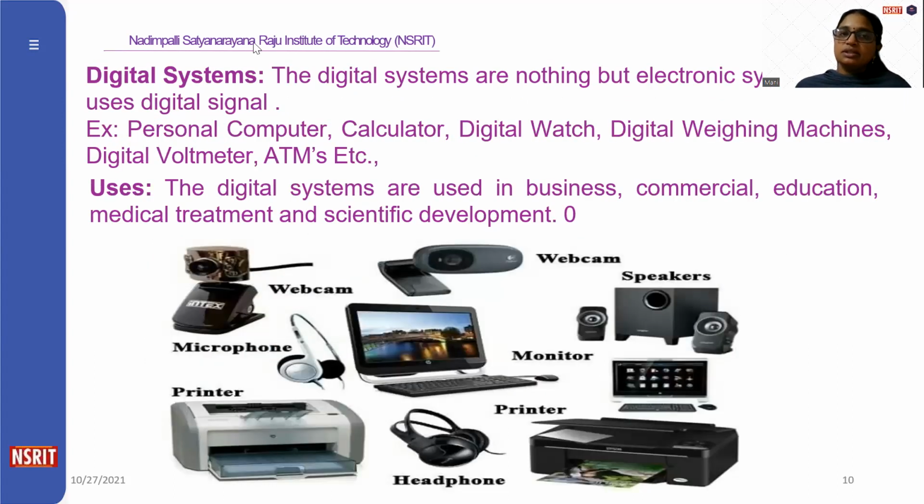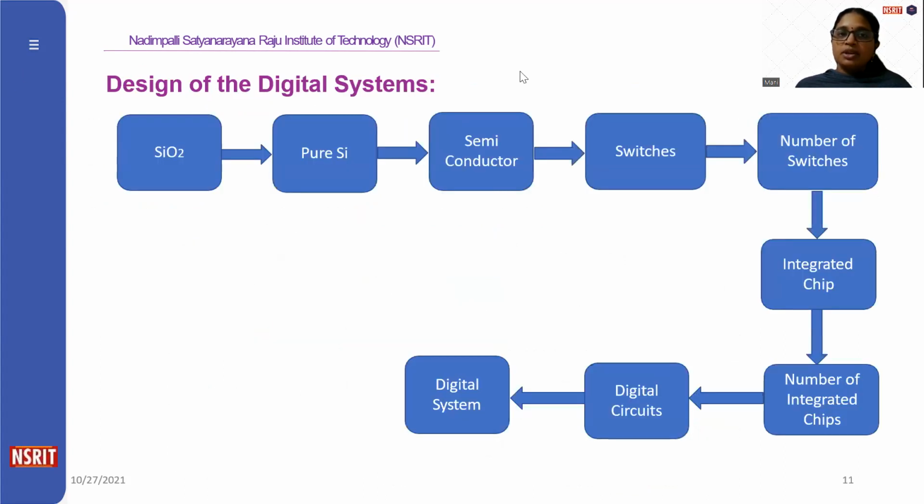So what is meant by a digital system? Digital systems are nothing but electronic systems which use a digital signal. We all know that the personal computer, digital calculator, digital watch, digital weighing machines, and digital voltmeters are all digital systems. These systems take in a digital signal. We use digital systems in business, commercial, education, medical treatment and specific developments.